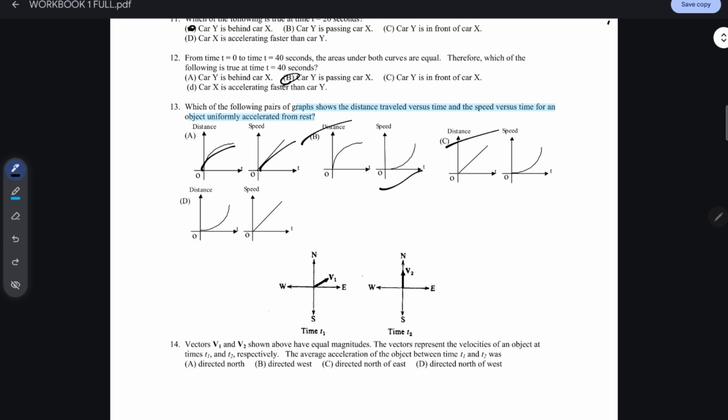D has a downward curve, and then the speed graph is upward. And then A is an upward curve, and the speed graph is a straight line through the origin. So we know that A is the correct answer.